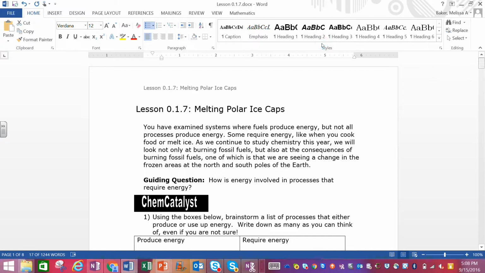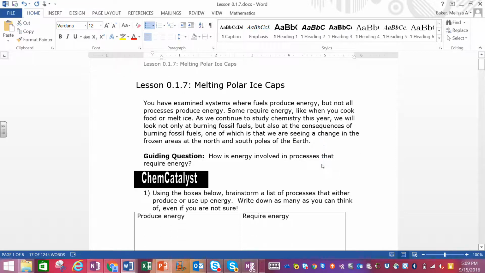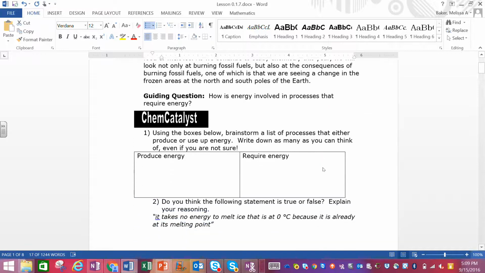All right, we are talking about the setup for the lesson 0.1.7 lab. The introduction to this lab talks about how when we burn things like we've been doing in class, there are consequences. For example, we're seeing a change in the frozen areas at the north and south poles of the Earth, the melting polar ice caps. You may have seen some of the sad pictures of the polar bears stranded. So we're going to be talking more about that as the year goes on.